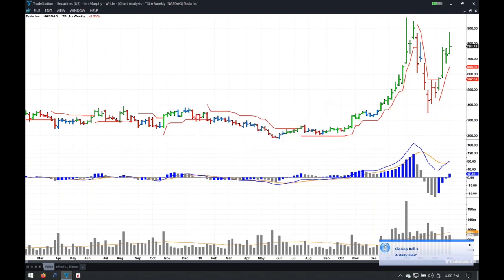Okay, so this is a weekly chart. As I said, this is TradeStation. This is the US version, TradeStation Securities. This is build 10. On here, I have Elder impulse bars. These change color. Green is for bullish conditions, red is for bearish, and blue is when we have a change in the current conditions.